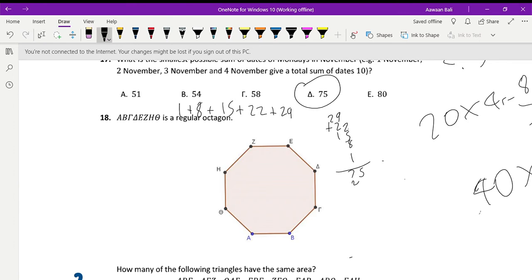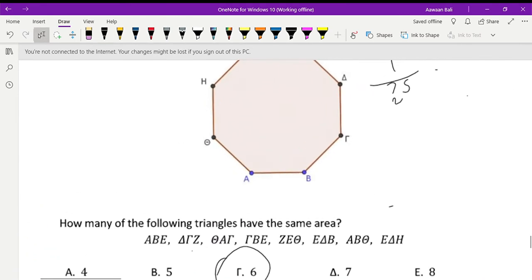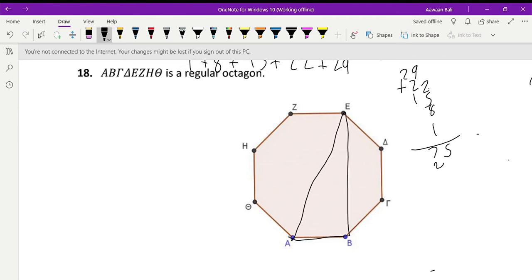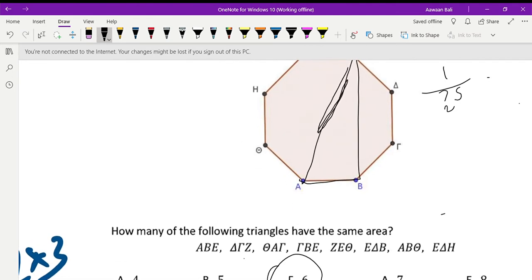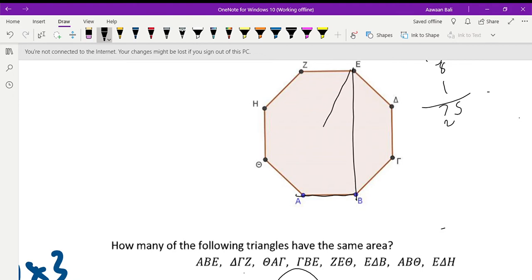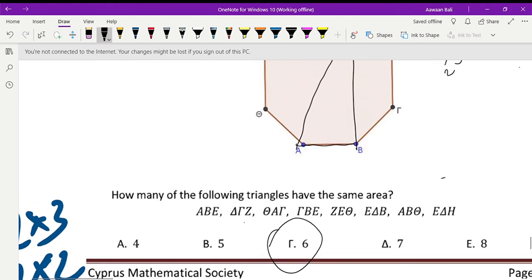How many of the following triangles have the same area? So first we have alpha, beta, eta. You can draw that one like this. It's a normal right angle triangle. But let's see if we can get any more like that. Though there's only going to be like one equal one. Oh wait, one minute. There we are. I'll just draw it like that.